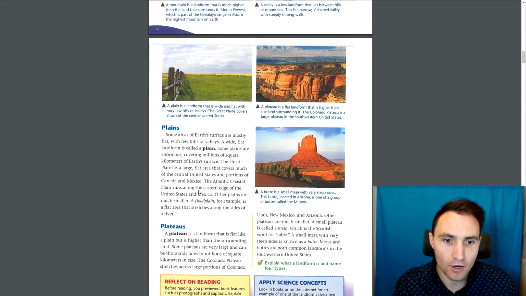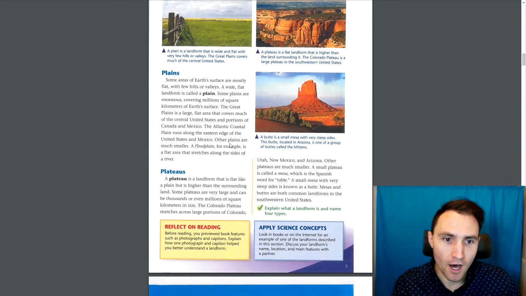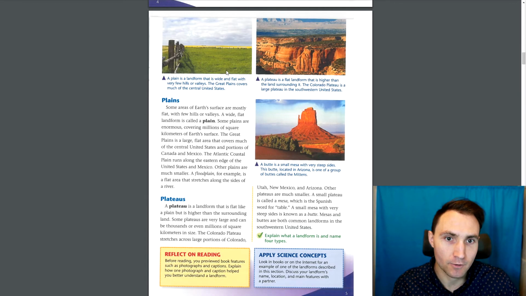The Great Plains is a large flat area that covers much of the central United States and portions of Canada and Mexico. So traveling out here, I came from Virginia on the east coast towards the west coast, through the Midwest, to New Mexico, and I went through a lot of plains. Kansas and Nebraska have a lot of flat area. Other plains are much smaller. A floodplain, for example, is a flat area that stretches along the sides of a river. Here we've got a picture of a plain.